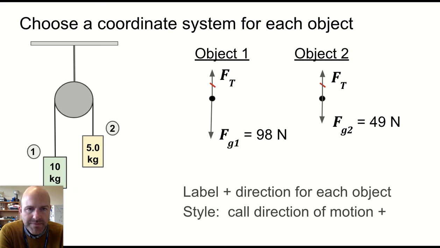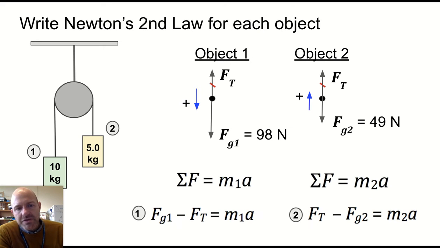Now we want to label the coordinate system. This is something we always do, and we have a couple of options. We could call up positive, down negative, and then they're each going in opposite directions. But we might change that up and say, let's call the direction of motion the positive direction. So up is positive for object 2 and down is positive for object 1. This simplifies our problem solving a little bit, as we'll see.